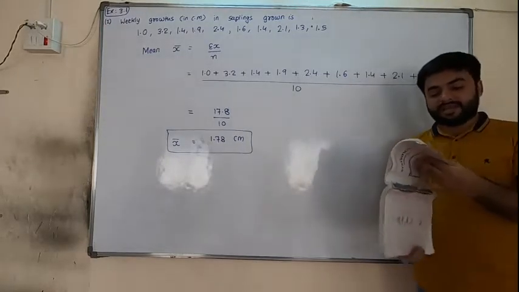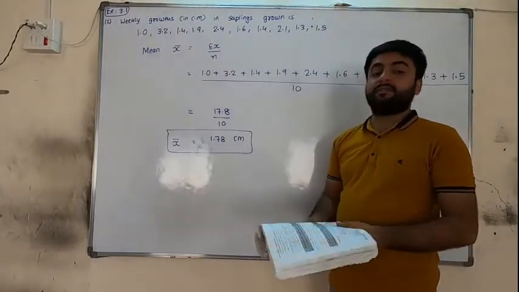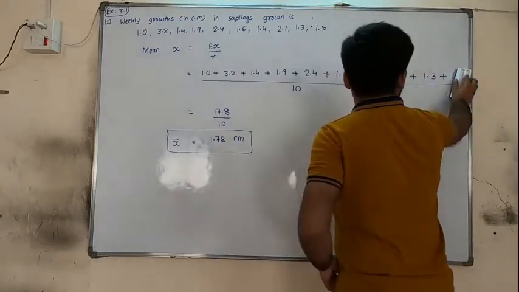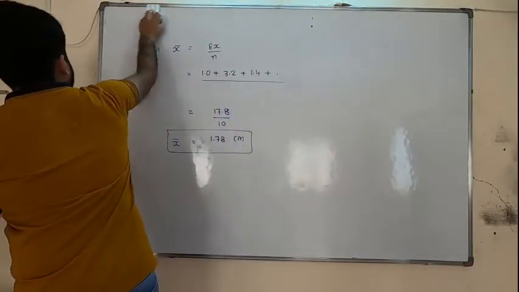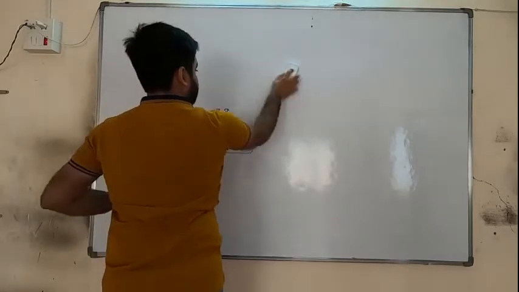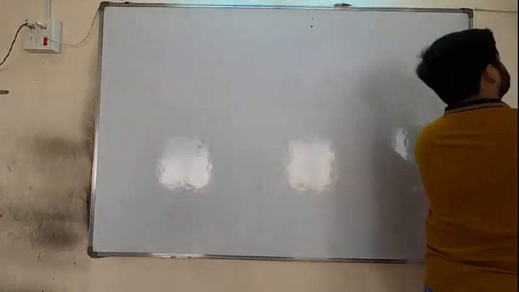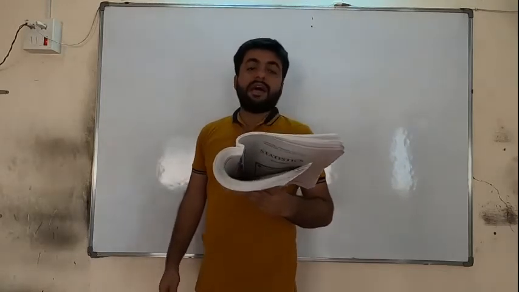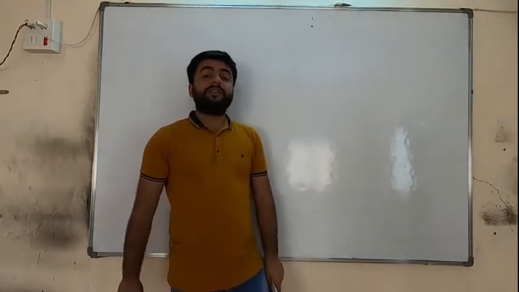After that we will go directly to the third sum. Second sum and fifth sum we will solve at the last. Now we are going for the third sum. The following table gives the diameter in millimeter of different screws selected from a large consignment. Find the mean diameter. Okay, now the data is discrete.